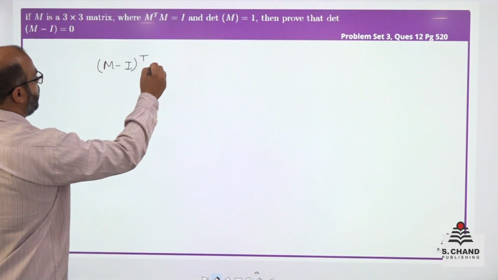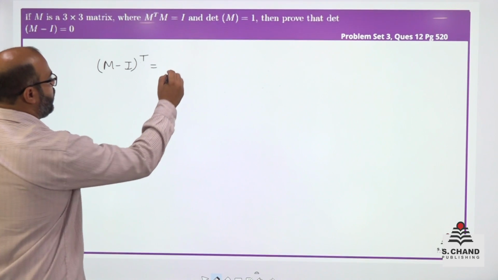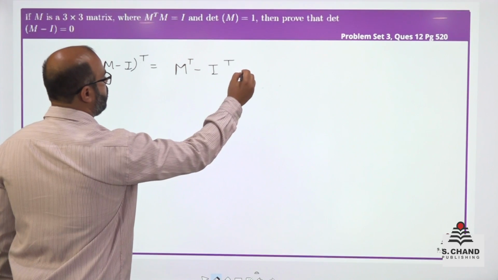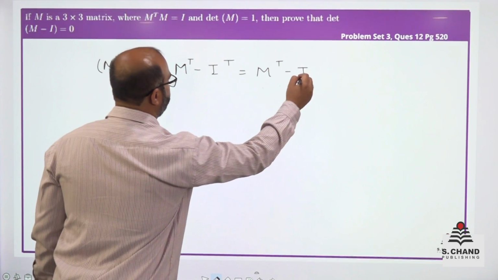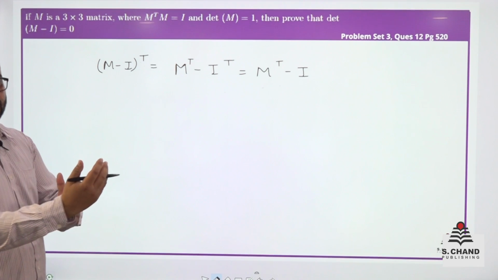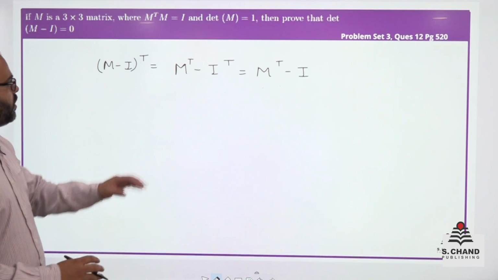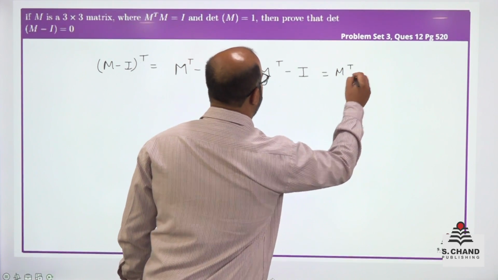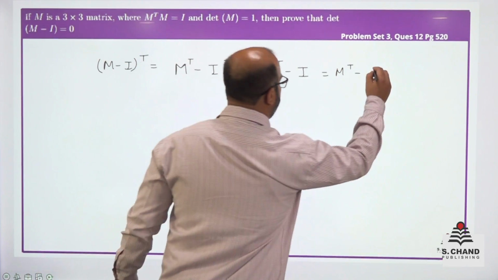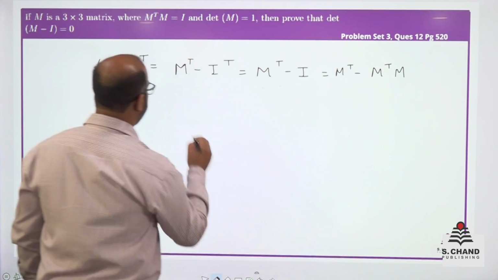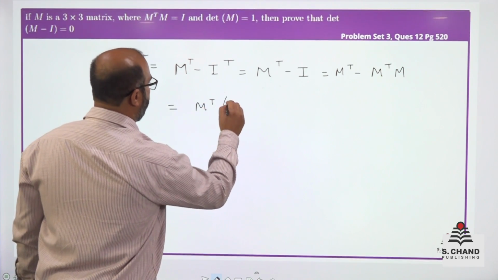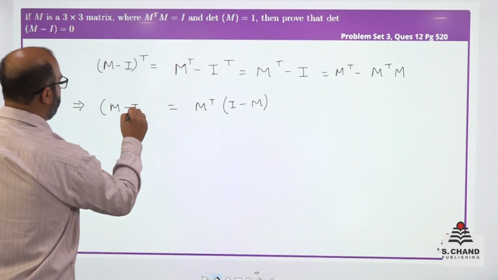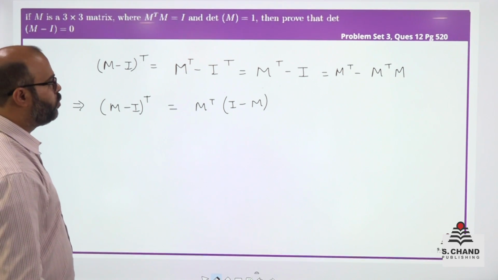Why we are doing so, it will be clear in a moment. So this will be M transpose minus I transpose, which is M transpose minus I. In addition and subtraction, transpose splits. Now this is M transpose minus, what is identity? It is given M transpose into M. So this is M transpose into I minus M. So finally, M minus I transpose is equal to M transpose into I minus M.